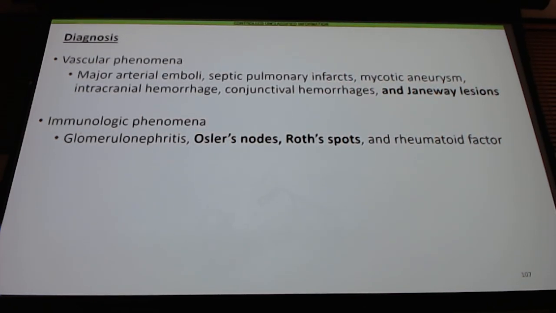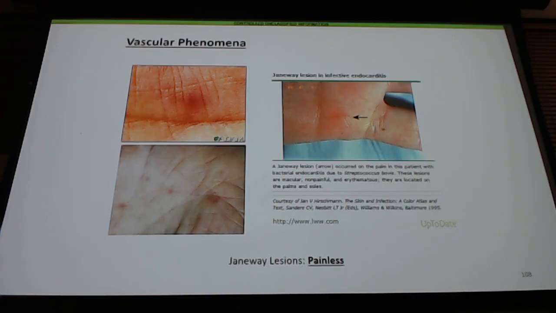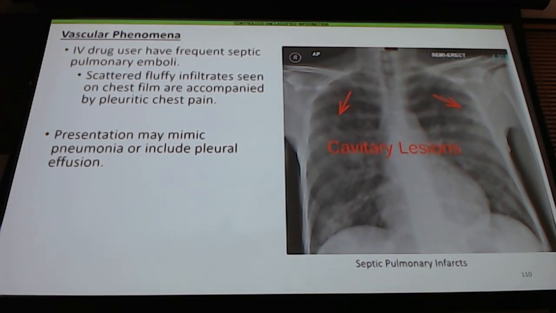Then we talked about how some additional symptoms are vascular phenomena or immunologic phenomena. One example of a vascular phenomenon is Janeway lesions, which are just little erythematous spots, and these are painless. We talked about splinter hemorrhages being visible under the fingernails and toenails. If you have somebody with right-sided infective endocarditis, it may cause septic pulmonary emboli.